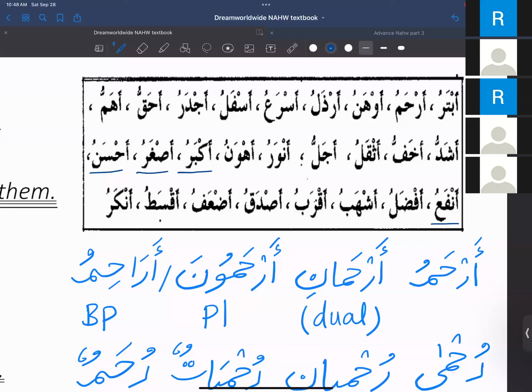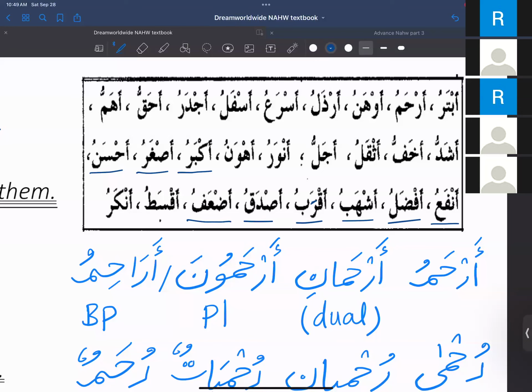Anfa'u, what is anfa'u? From nafa'a. Nafa'a means benefit, profit. So what would anfa'u mean? More beneficial or even most beneficial. It could be both meanings. But how we are going to differentiate, this is what we are going to learn. So afdalu. Ashhabu. Shabab is like youth, so ashhabu, more youthful. Akrabu, something is closer. Asdaqu, someone is more truthful, or most truthful.